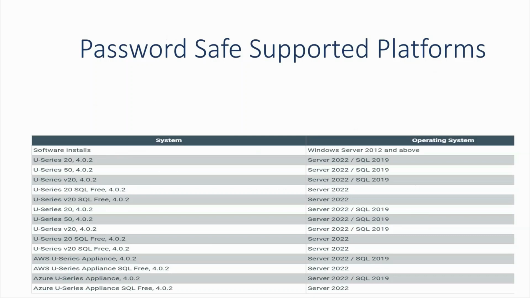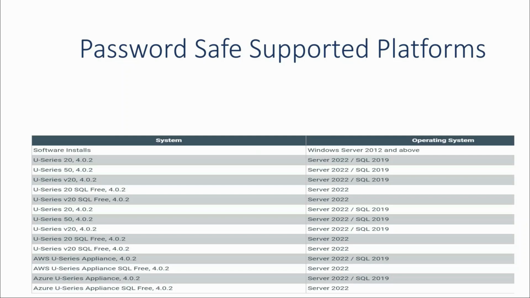Whereas the U Series is a kind of series, or you can say an appliance, in which we have different RAM and different storage. So these are the U Series. Mostly it's the U Series which is supported by BeyondTrust. If you want to install on an operating system, it also supports installation on Windows Server 22, which is the latest Windows server.